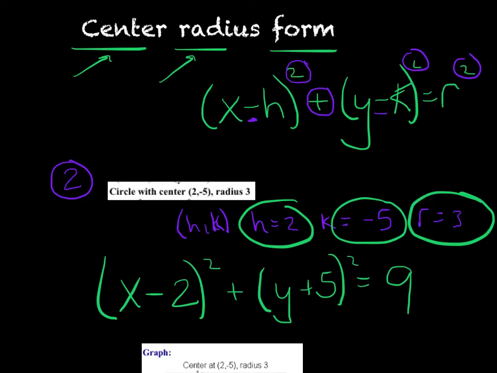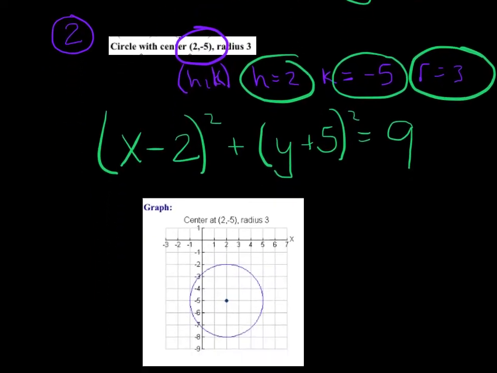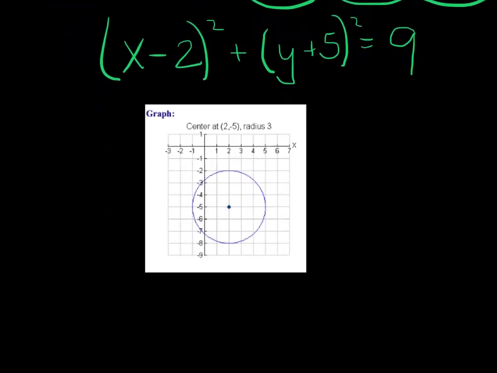Now, let's graph that. Again, I start with my center, which is 2, negative 5, and then go north, south, east, and west 3, since the radius is 3, and then we'll smoothly connect it.